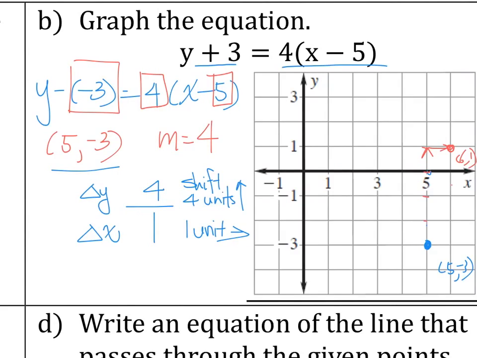Now that I have 2 points, I can connect the dots, or the points. And if you plug in 6, 1 into the equation here, 6 minus 5 is 1 times 4 is 4, and 1 plus 3 is 4. So this point does lie on this equation of the line.